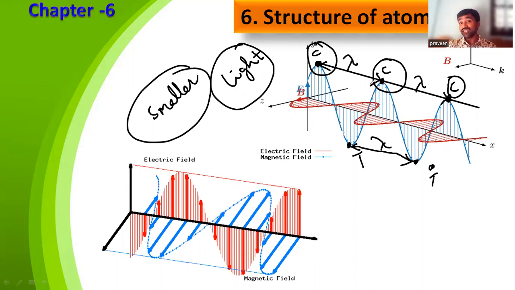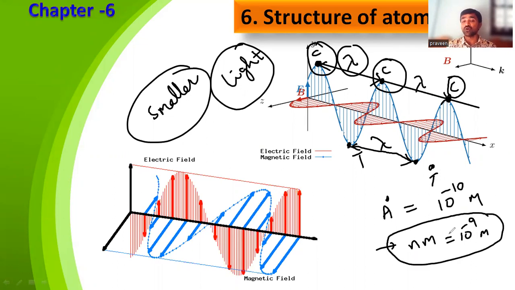So we need to have an idea about wavelength. Wavelength is measured in angstrom units. 1 angstrom is equal to 10 to the power of minus 10 meters. Or you can measure it in nanometers also. So it is very, very small. Nano means 10 power minus 9, so 10 power minus 9 meters is equal to 1 nanometer. The smallest length, the smallest gap you are measuring. So that is the wavelength.